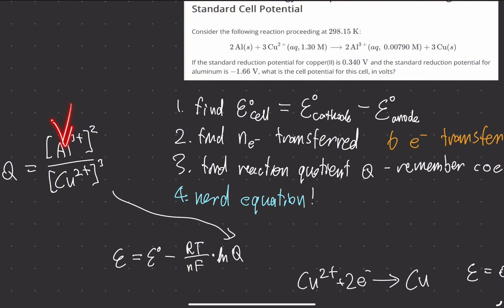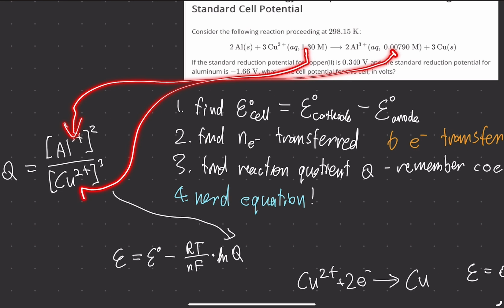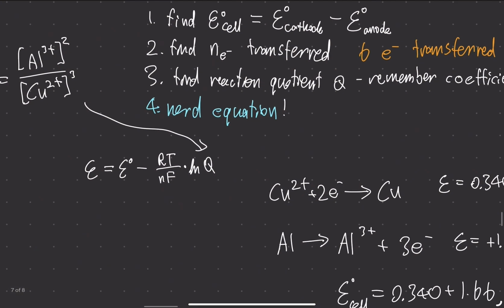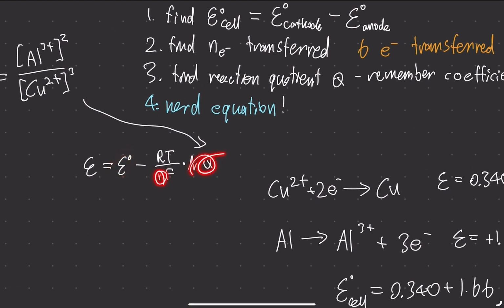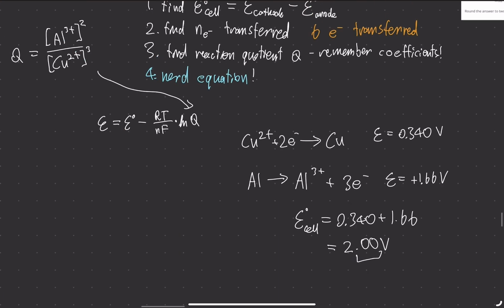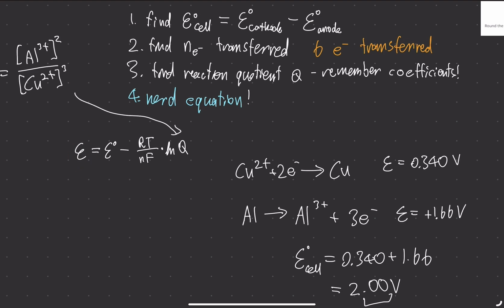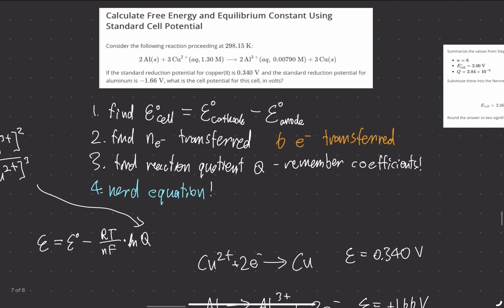And what do you put in this? So these are the concentrations. So for aluminum, you would put 0.00790, and for copper, you would put 1.30 in here. So now you have Q. So we found this, n, and Q. And we already know this. So now we can actually just plug all the information we have into the Nernst equation to find the voltage of our non-standard cell.